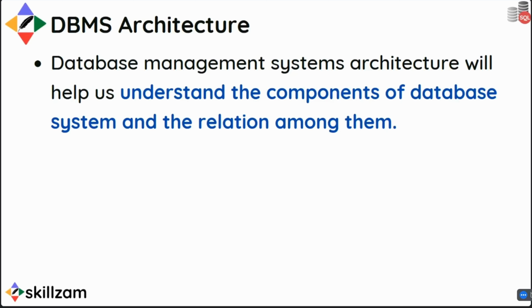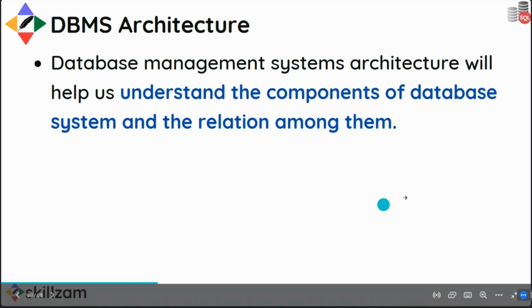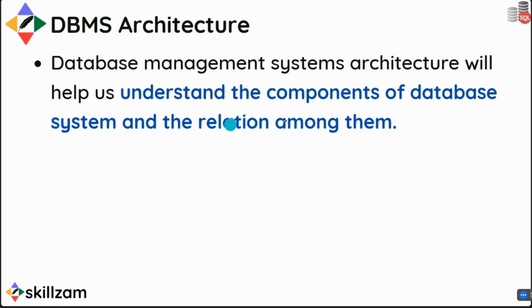Okay, now database management system architecture. Okay, now what is this architecture? The database management system architecture, as the name itself suggests, is about the components. Okay, what are the different components in the database and how they are related to each other. That is what we are going to define in a database management system architecture. So, DBMS architecture will help us understand the components of the database system and also the relationship among them.